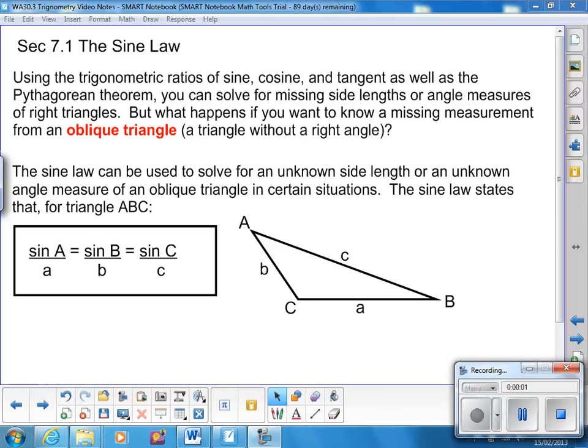Today's lesson is a continuation of 30.3 trigonometry. We're going to take a look at the sine law. Using the trig ratios of sine, cosine, and tan, as well as Pythagoras' theorem, you can solve for missing sides, lengths, or angles of right triangles.